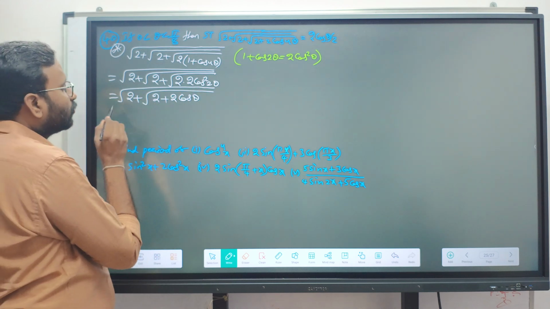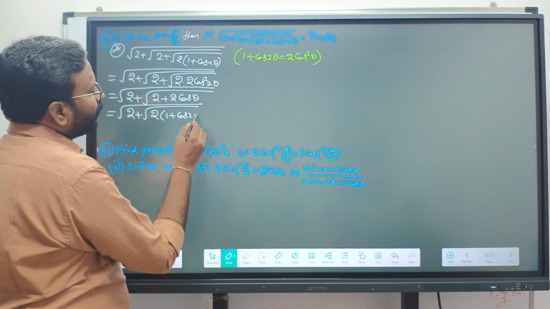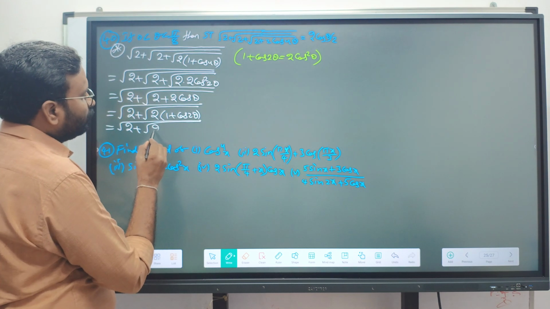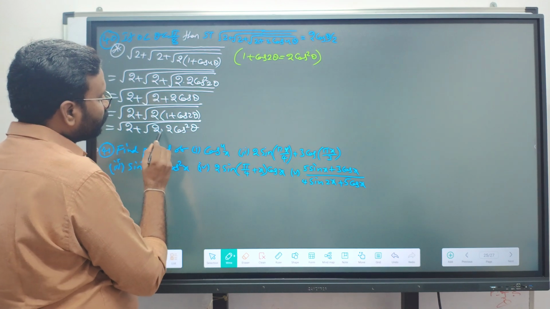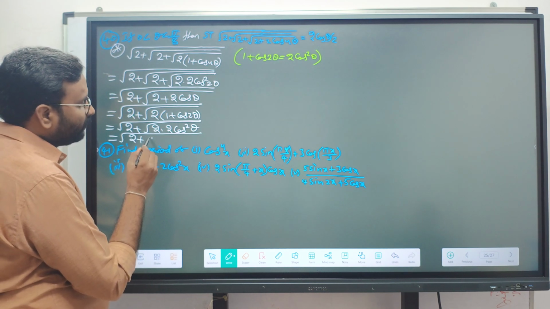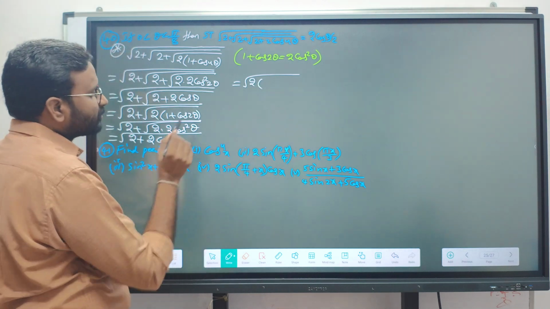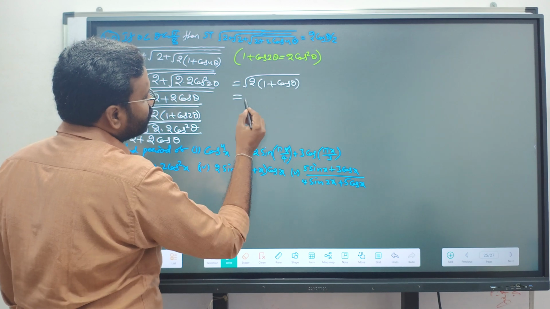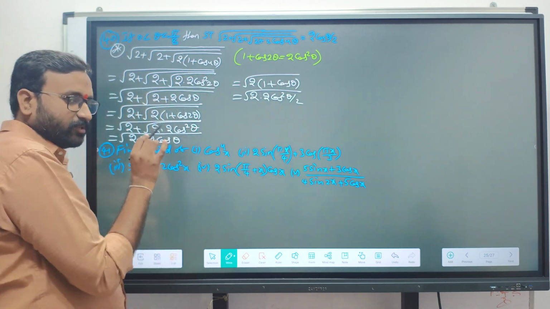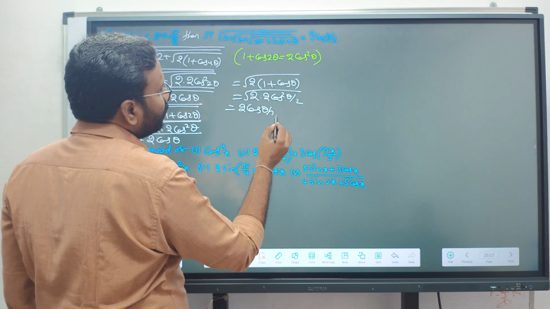Again, what do we have to take common? 2 common, which is root over 2 plus root over, taking 2 common, 1 plus cos 2 theta. So what is 1 plus cos 2 theta? 2 cos square theta, which is equal to root over 2 plus root over 2 into 2 cos square theta. Again root of 2 square is 4, that is 2. So this is equal to root over 2 plus 2 cos theta. Again we take 2 common, so 1 plus cos theta. What is the value of 1 plus cos theta? 2 cos square theta by 2, half of the angle. For 4 theta, 2 theta. For 2 theta, theta. For theta, theta by 2. So again root of 2 square is 2, and you will get cos theta by 2.